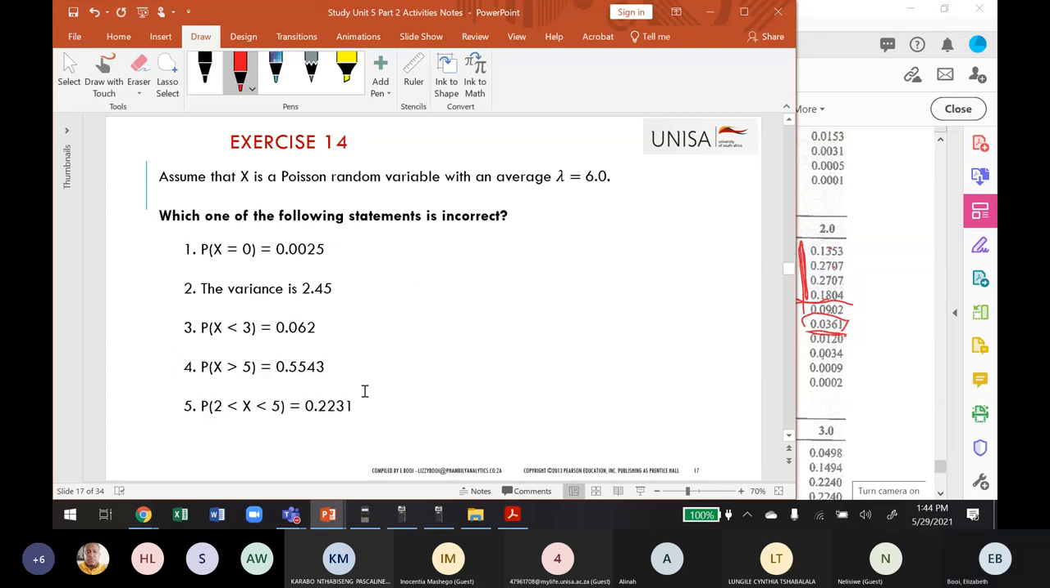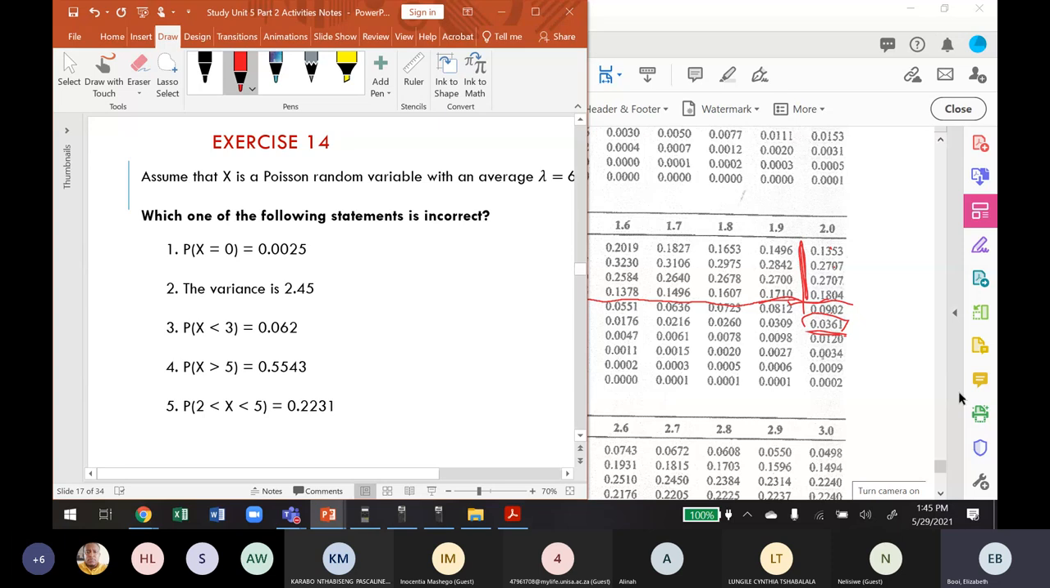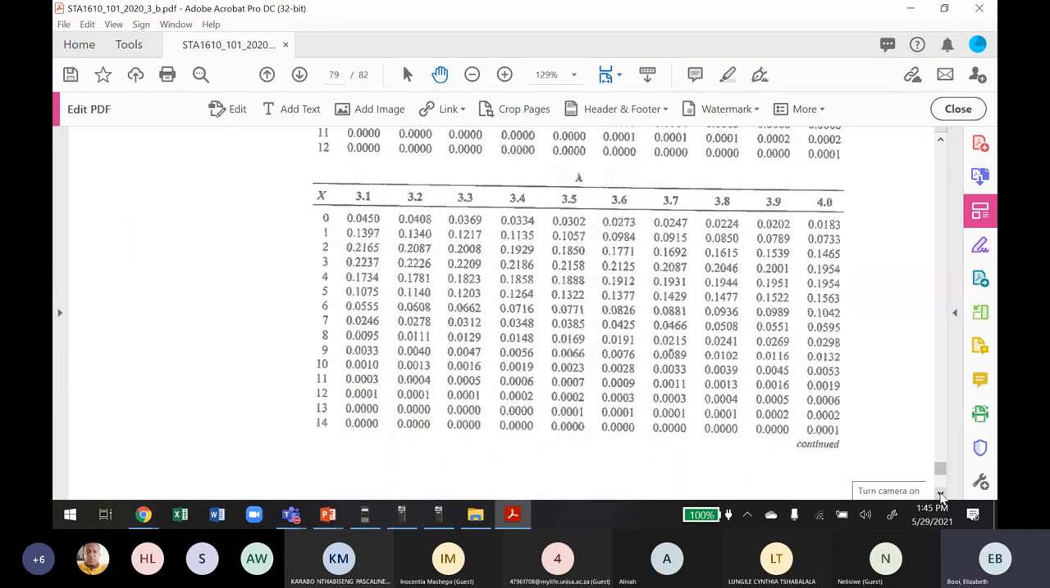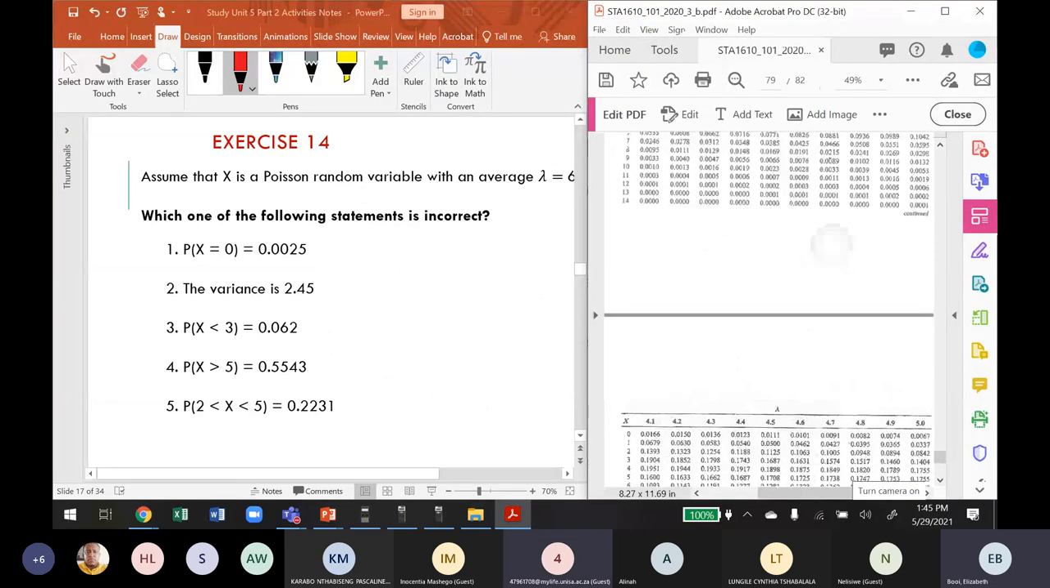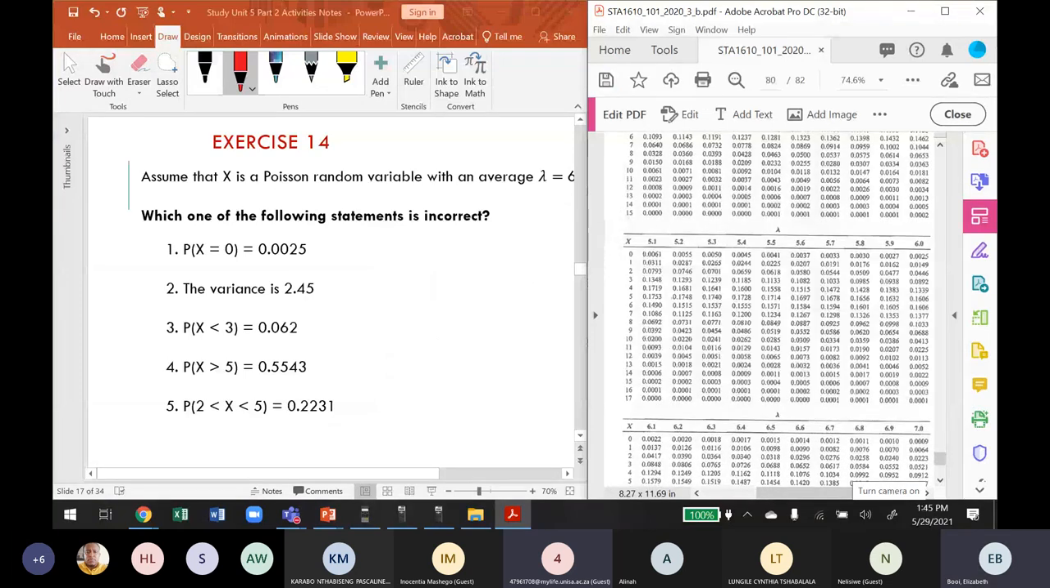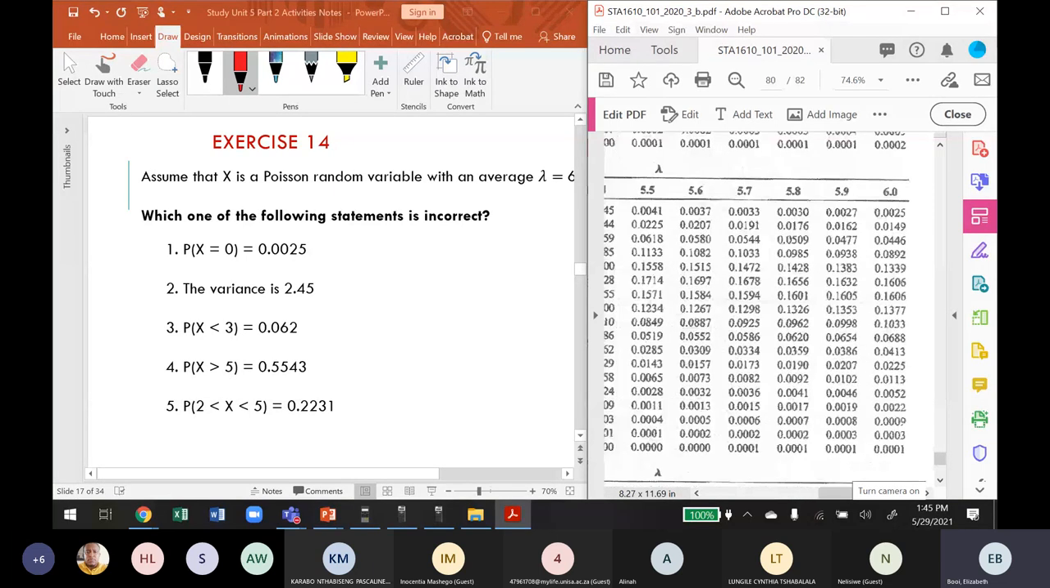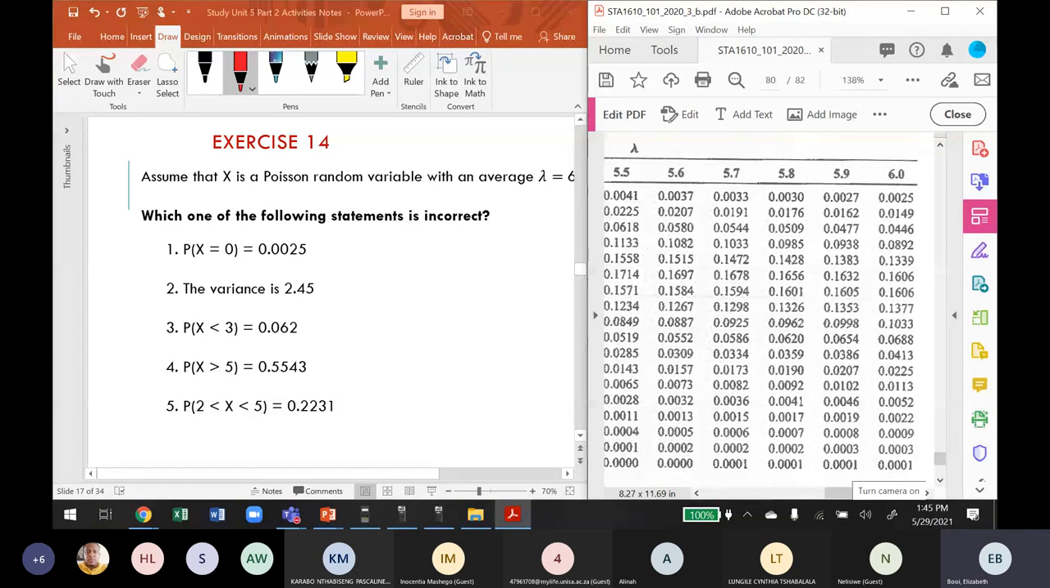Next, assume that X is a Poisson random variable with an average of 6. Which one of the following statements is incorrect? So I'm going to scroll to 6 so that we can have this table close by as well. I'm going to make it bigger and go to 6. 6 is also right at the end, at the edge, so you will just do a count: 0, 1, 2, 3, 4. I'm just going to represent them.